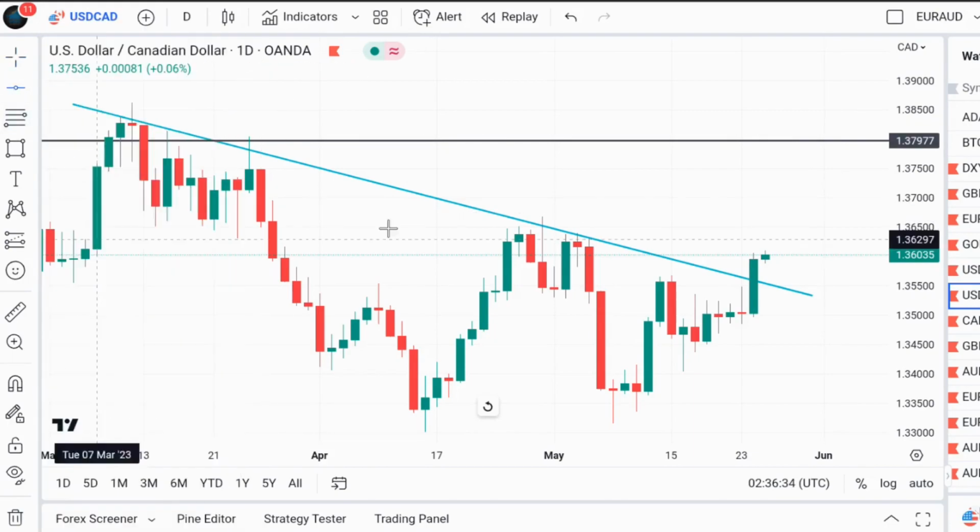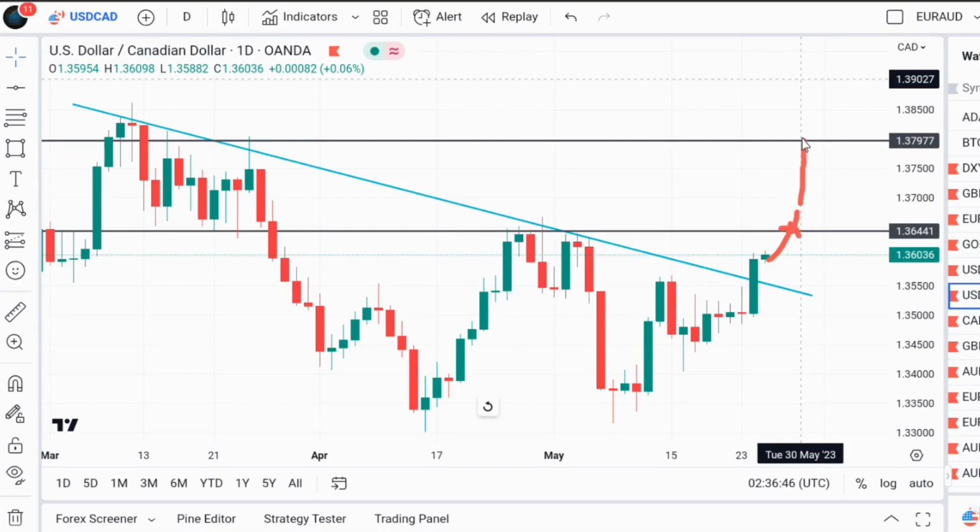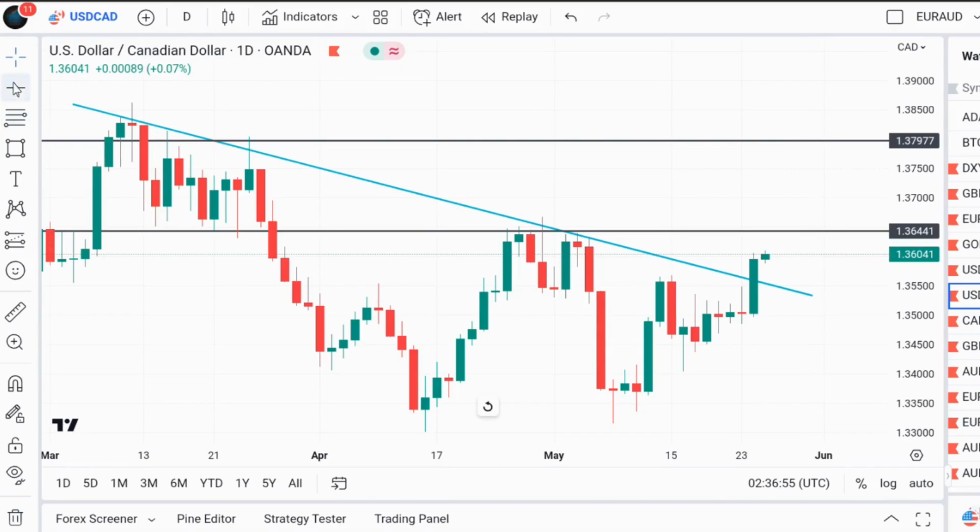So let's say it goes right there. This is my first target. If I'm taking this trade, I'm taking my first target at 1.3644, that is 40 pips. Then second target at 1.37977 right there. So if you want to get the safe zone right there, this is the safe zone at this particular area.